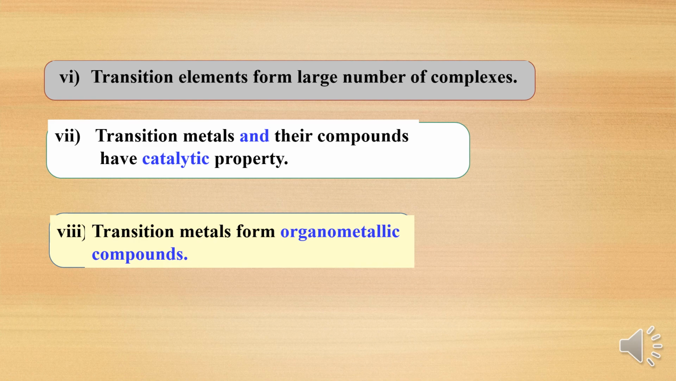Then next one, transition metals form organometallic compounds. D block elements form organometallic compounds. Which means, the transition metal is combining with carbon. When a metal is combined with carbon, it is called organometallic. Carbon is nothing but the organo part. So when a metal is combined with carbon, it is an organometallic compound. So transition metals form organometallic compounds.